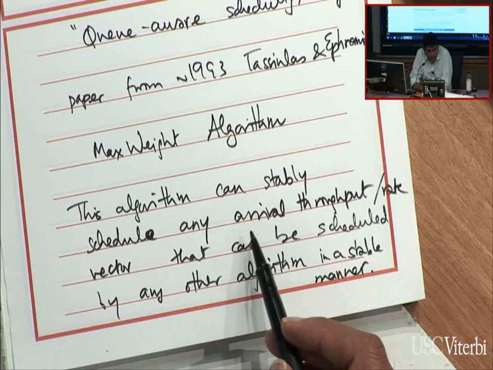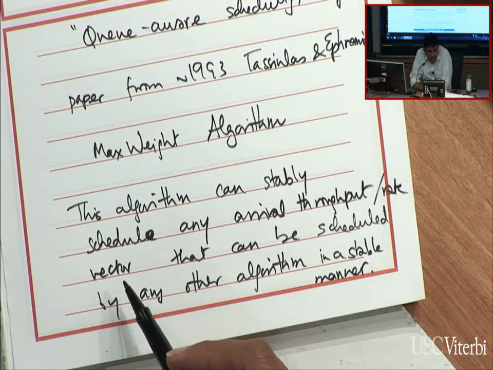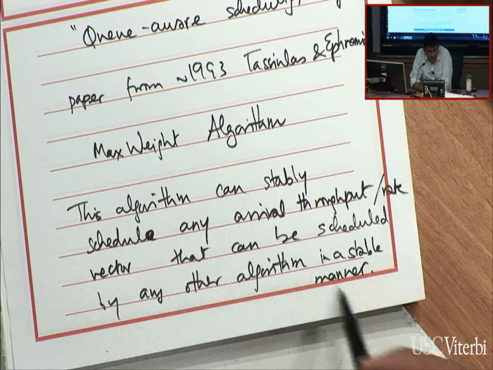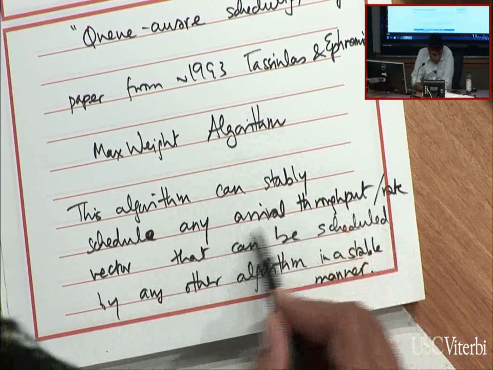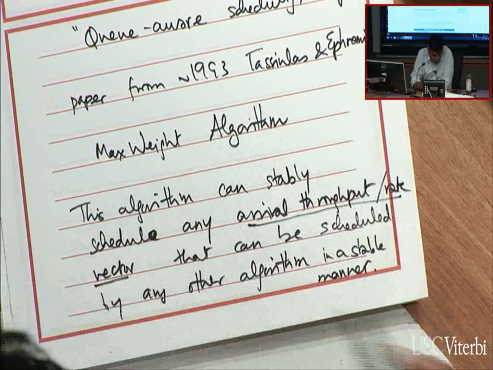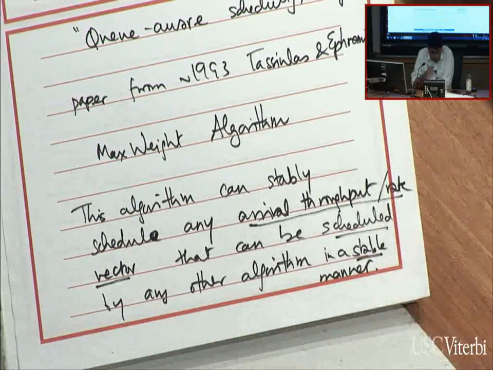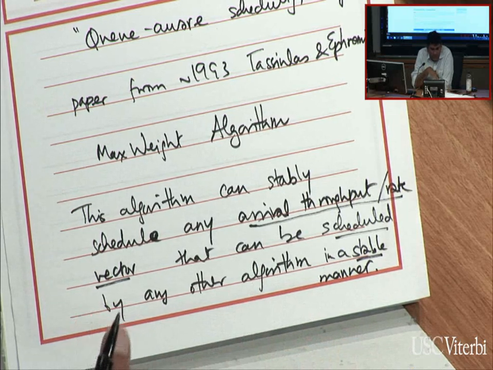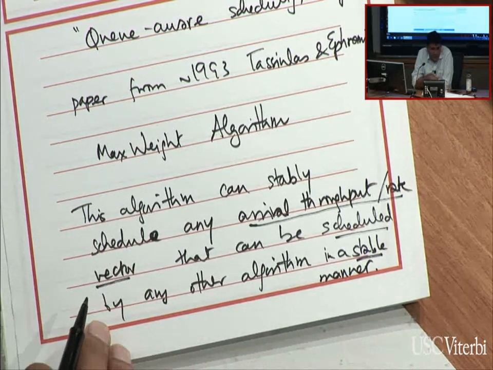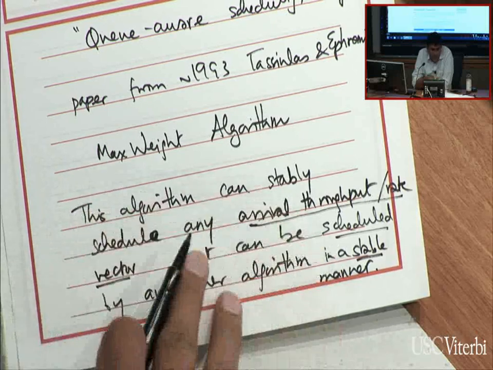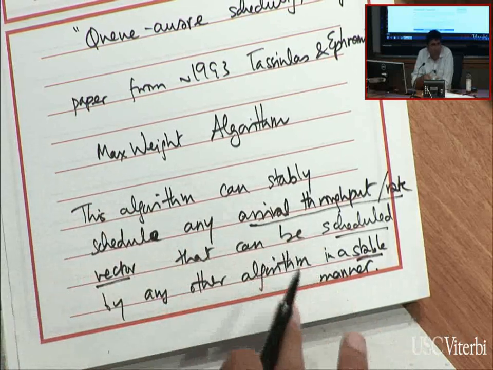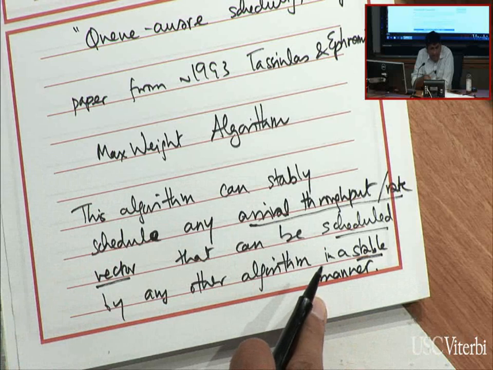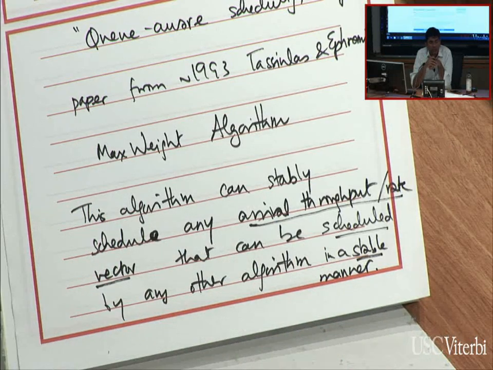in here. So first of all, I talked about an arrival rate vector. I talked about stable, and I've talked about scheduled. So let's define each of these terms. But once I define these terms, the power of their result nonetheless can be understood intuitively, is that this algorithm can do something that any other algorithm could possibly do. And so in that sense, it's sort of a universal algorithm.